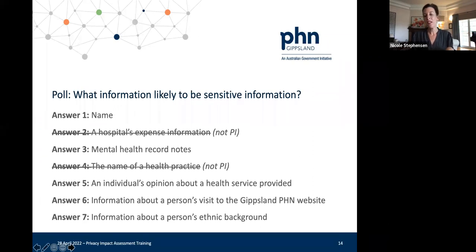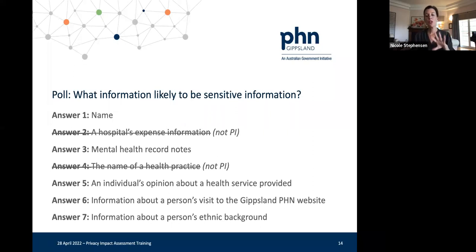For the sake of the next question, I'm going to take out what we'd say is not generally going to be personal information, so that we can delve down into which of these items is potentially sensitive information. Of these multiple choice answers, which of the above are now potentially sensitive information? We have name, mental health record notes, an individual's opinion about a health service provided, information about a person's visit to the website, and information about a person's ethnic background.